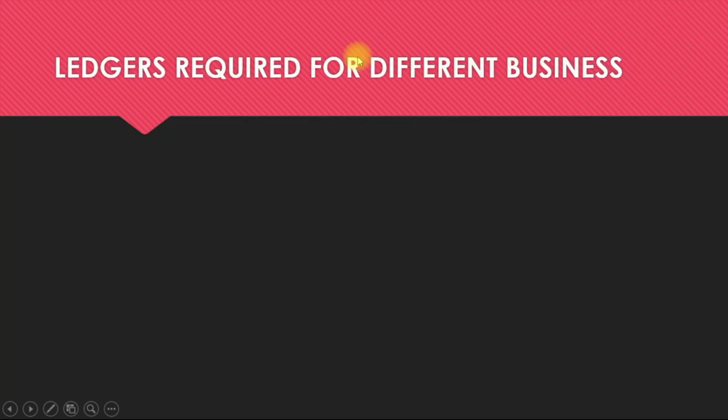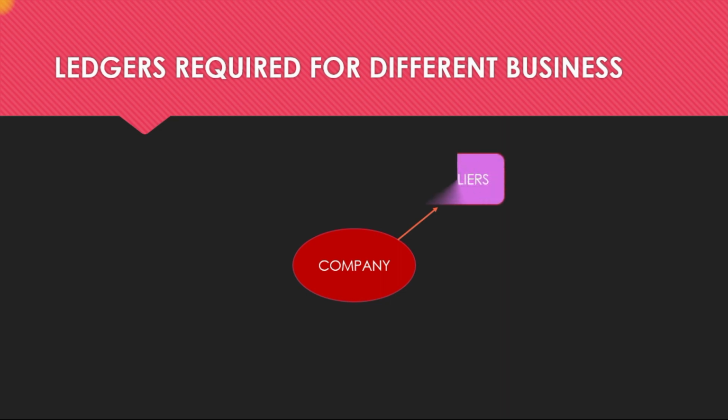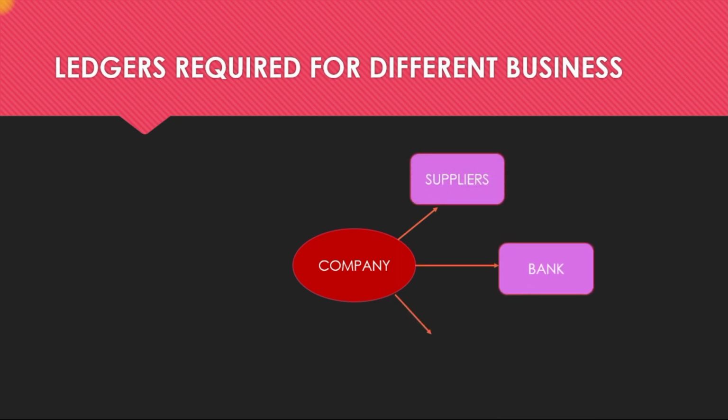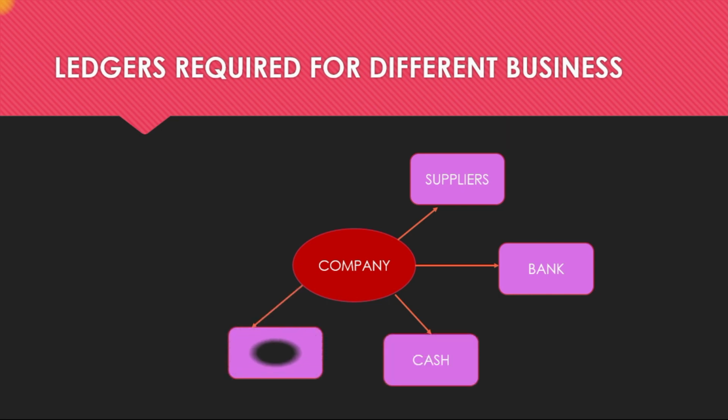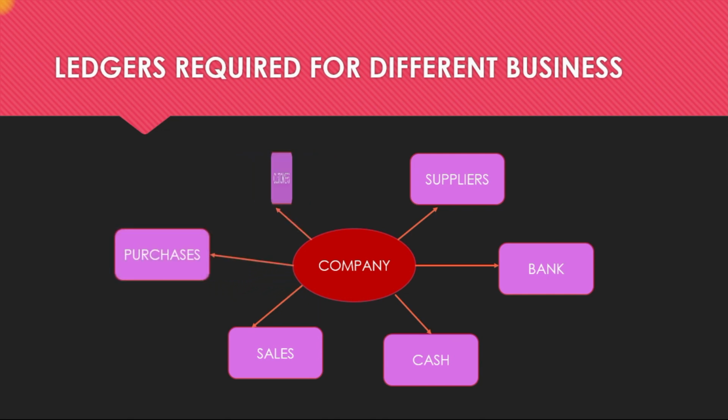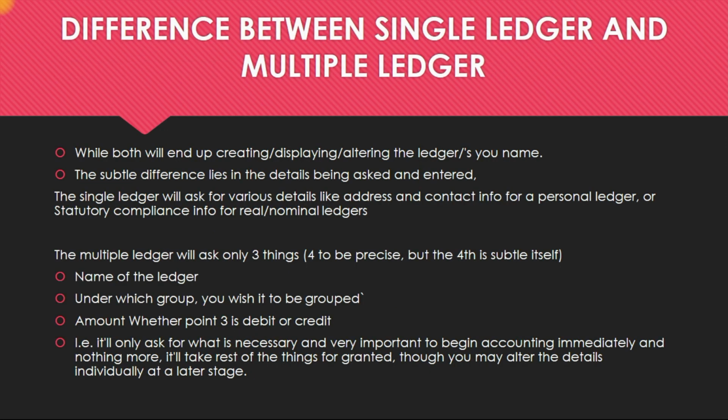Before that, we have to understand what are the ledgers required for different businesses. We have a company, we need suppliers ledger, we need bank ledgers, we need cash ledgers, we need sales ledgers, we need purchases ledger, and we need customer ledgers.